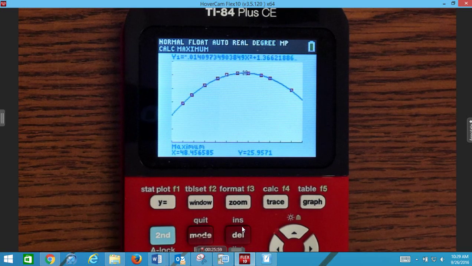Okay, if you've done everything the same as me, you should have a maximum point at 48.4568585-ish. It's an approximation. And the Y value would be 25.9571. That is miles per gallon. So that would be our maximum miles per gallon that we could get.